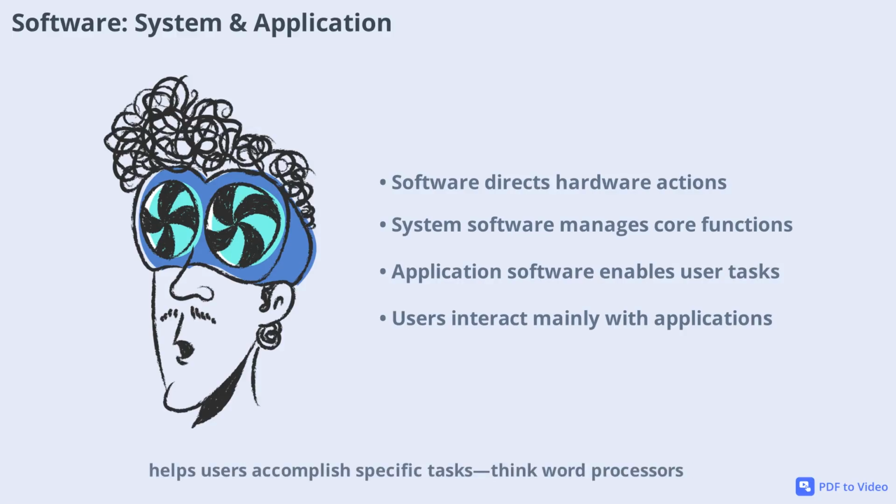Application software, on the other hand, helps users accomplish specific tasks. Think word processors, spreadsheets, web browsers, and graphic design tools. While users interact directly with application software, system software works in the background, ensuring everything runs smoothly. Without software, even the most advanced hardware would be useless, as it wouldn't know how to perform any tasks.